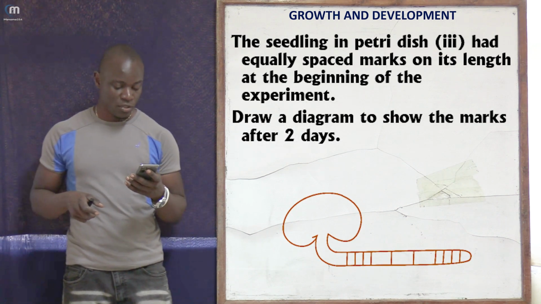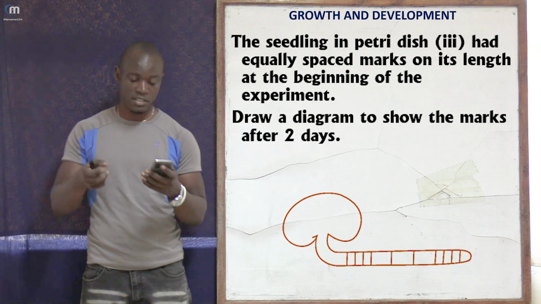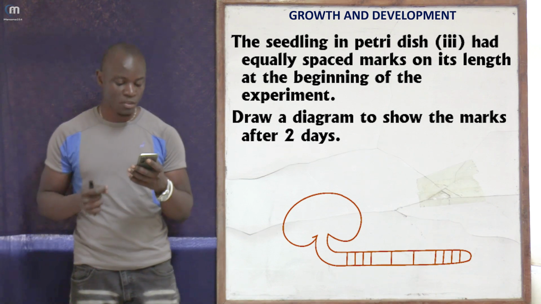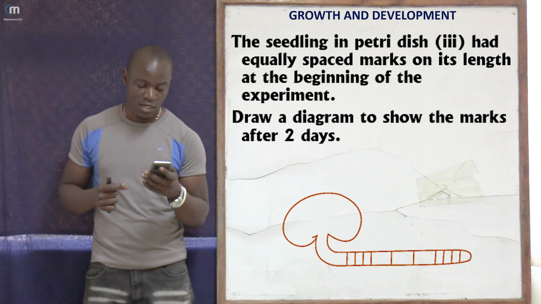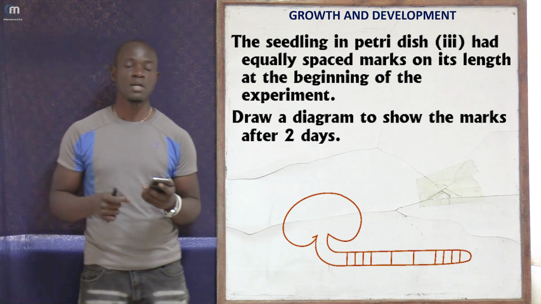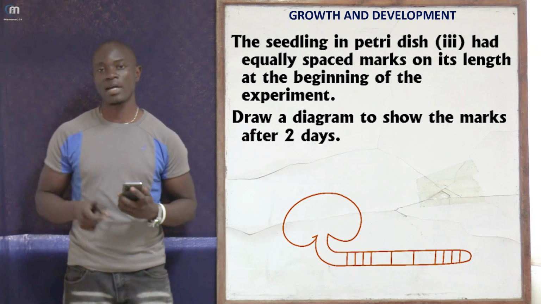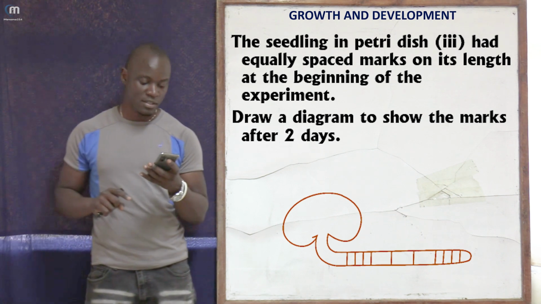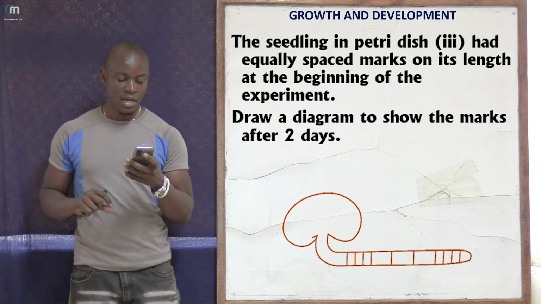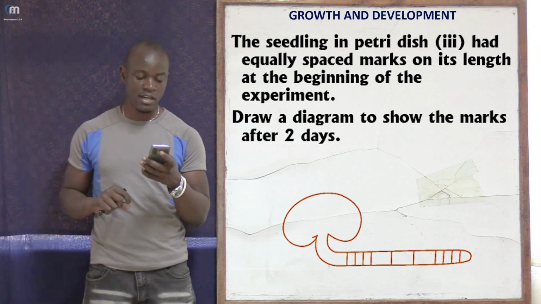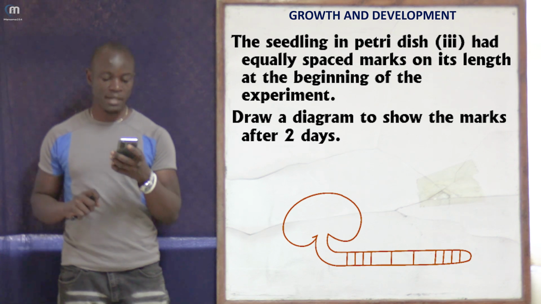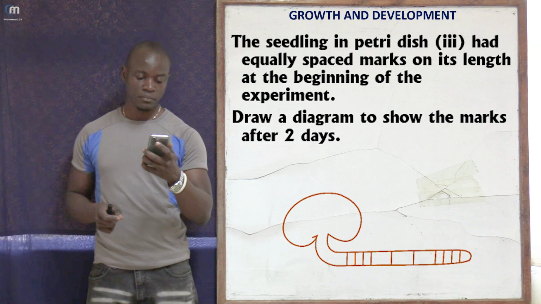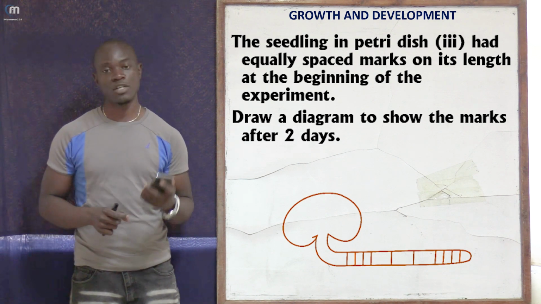So the next question, I think it's a continuation, we are being asked that the seedling in Petri dish 3 had equally spaced marks on its length at the beginning of the experiment. Remember we had 3 Petri dishes, Petri dish 1, 2, and 3. Draw a diagram to show the marks after 2 days.